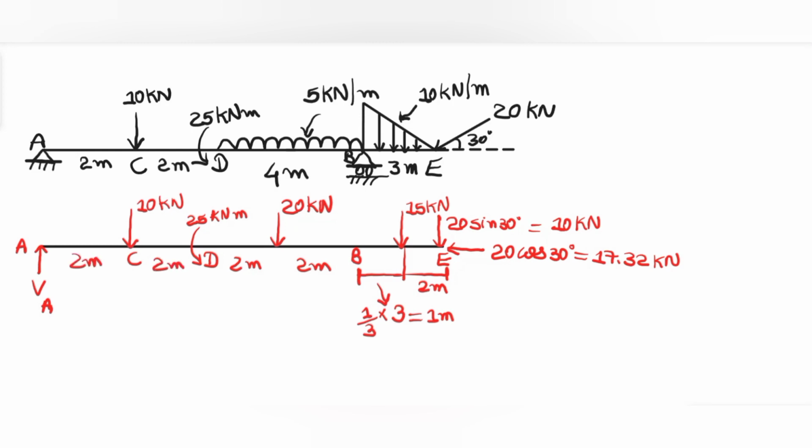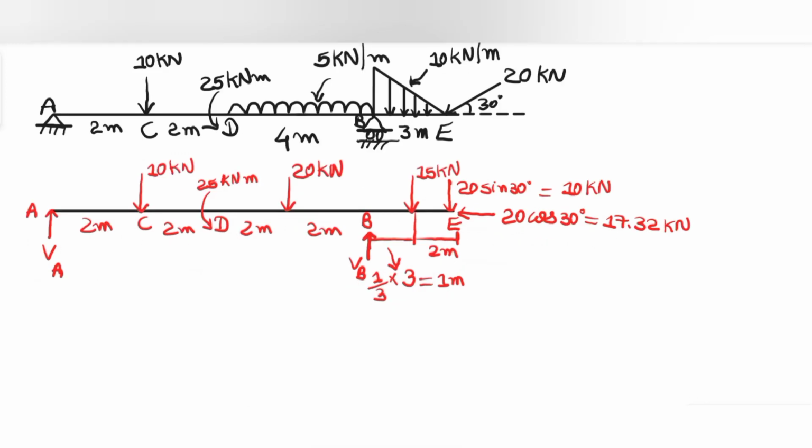Now we have all the loads acting on this beam AB. Here we have the support reaction at A which is VA and the support reaction at B is VB. We'll take the moment at A, anticlockwise moment is equal to clockwise moment. VB will produce anticlockwise moment at A and the perpendicular distance is 2 plus 2 plus 2 plus 2, that is 2 into 4 which is 8, VB into 8. Then we are having 25 kilonewton meter which is anticlockwise moment, so it will be plus 25.